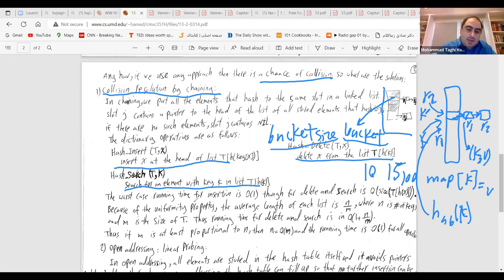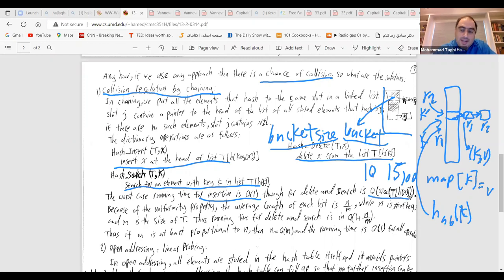So here, the worst case running time for insertion is order one. Let's discuss the running time of these operations. If you want to insert an element, it is easy because you just insert it at the head of the list.